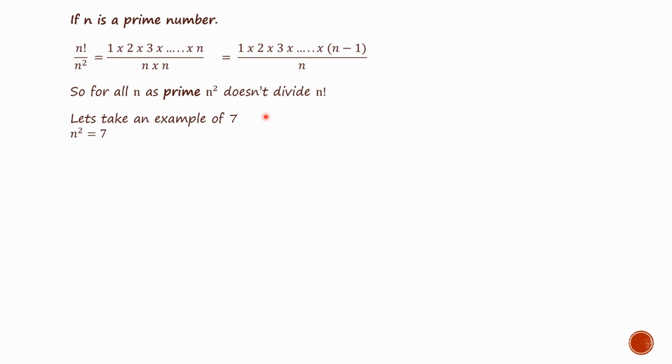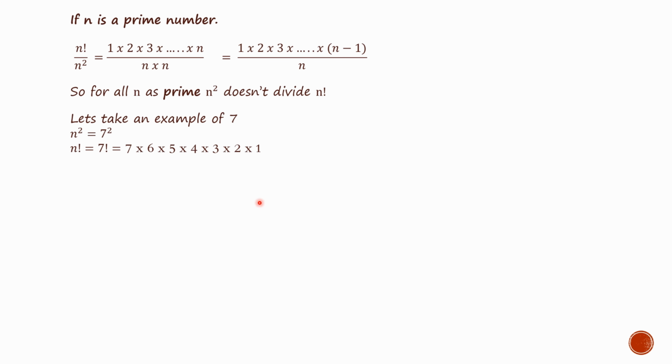Let's take an example of 7, where 7 squared is 7 times 7 and 7 factorial is 7 times 6 times 5 till 1. If you try to divide 7 factorial by 7 squared, there is only one 7 and there are no other 7s. Hence, 7 factorial is not divisible by 7 squared.